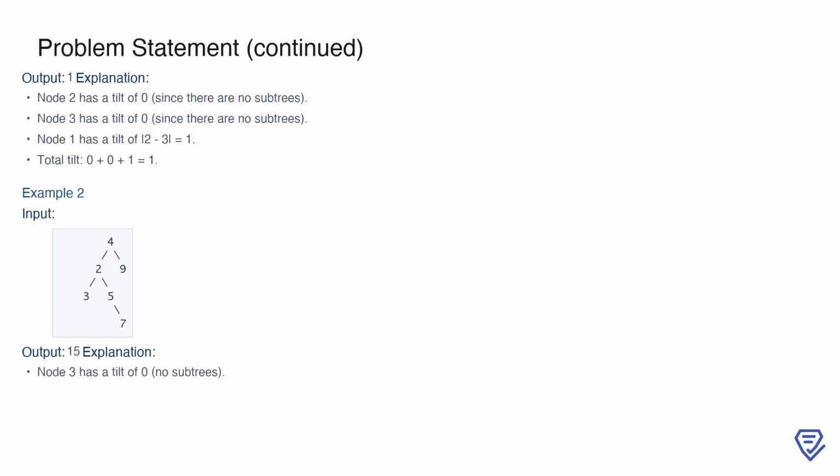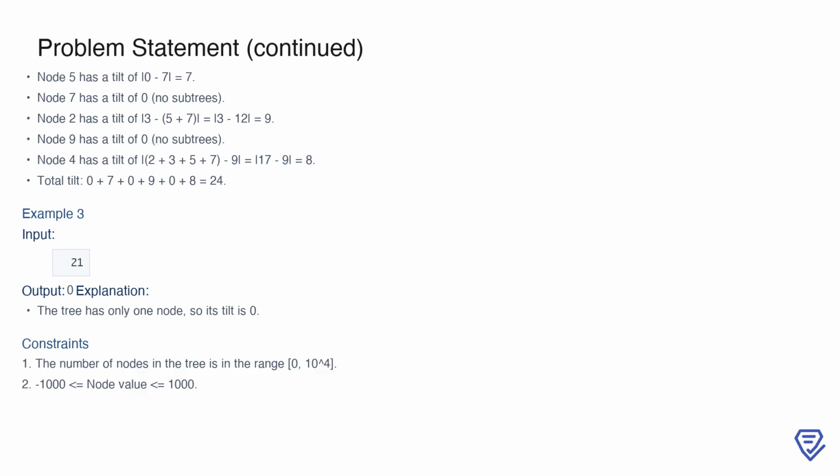Now, in the second example, the tree is larger and more complex. The root node has a value of 4, with child nodes 2 and 9. Node 2, in turn, has 2 children, 3 and 5, and node 5 has a single child, 7. We'll calculate the tilt for each node step by step. Starting from the leaf nodes, node 3 has no subtrees, so its tilt is 0.